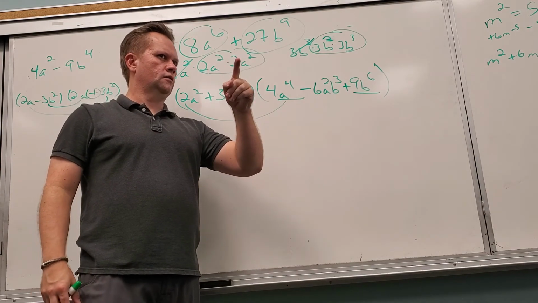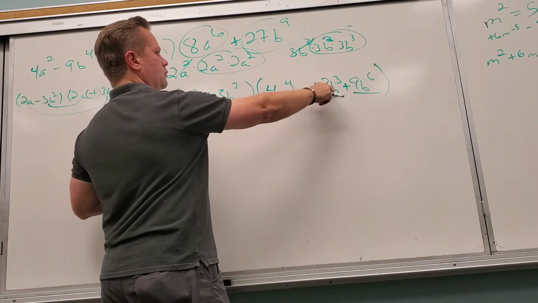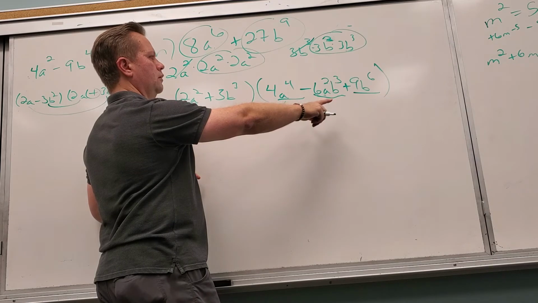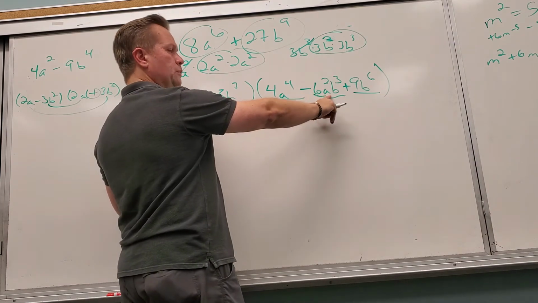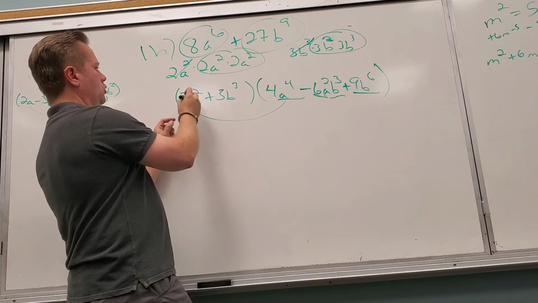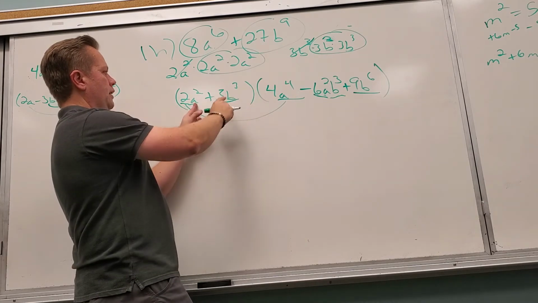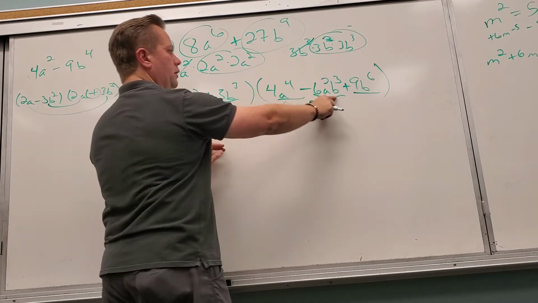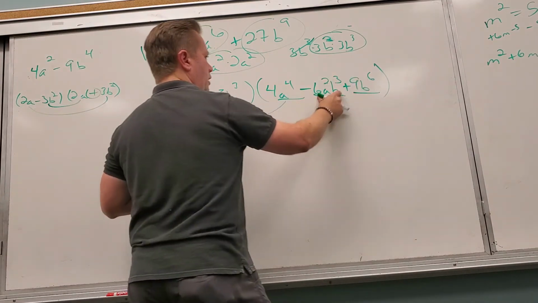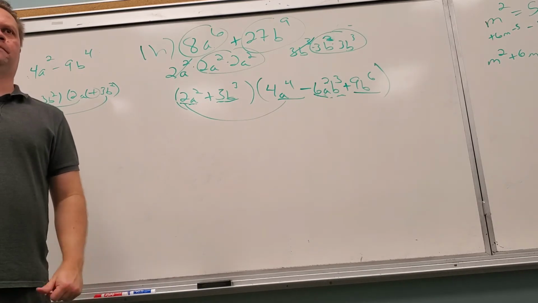Yes? How did you get the negative 6a squared b cubed? This part? Okay, how did you get that? You multiply whatever's in the little dude. 2 times 3 is 6, a squared b cubed. Got it. The middle guy is always the product of these two. One of each, two of each, product in the middle. As close to a song as I'll get.